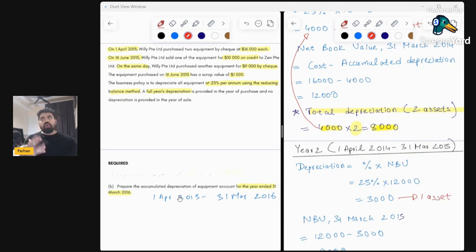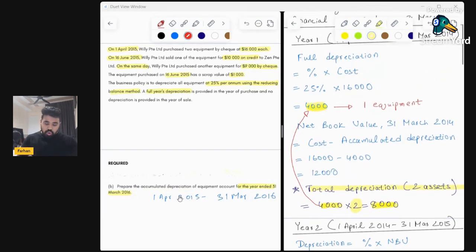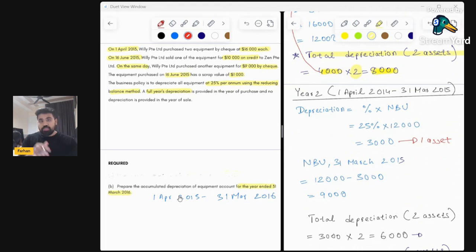Now, you might wonder what's the real meaning of reducing balance method. Well, I want to show you something. You see, for one of these assets in the first year, the depreciation we calculated was $4,000, right? Where we calculated the depreciation by multiplying the percentage with the original cost. When you move to year two, we are calculating the depreciation by multiplying the percentage with the net book value, which results in a lower depreciation compared to year one, and that is $3,000, as you can see.